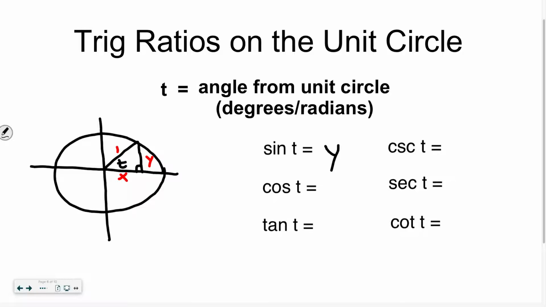The sine of T is y on the unit circle. The cosine of T is x. And the tangent of T? Y over x.